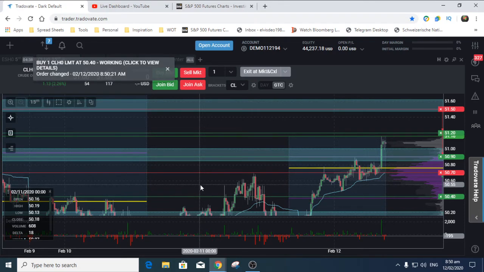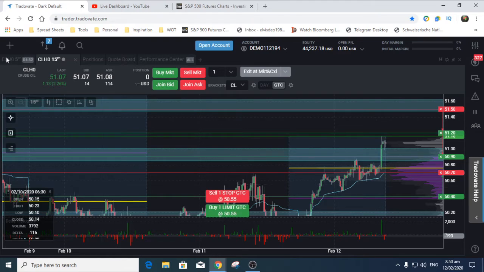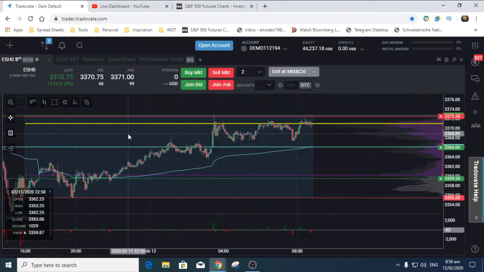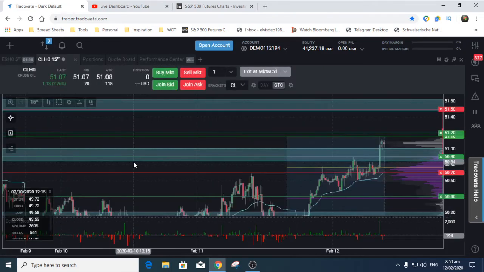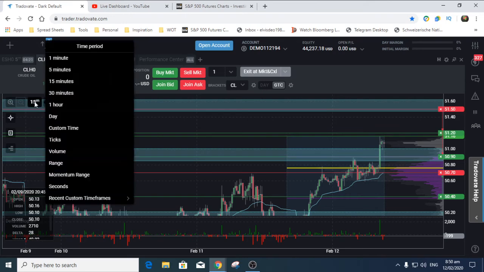Looking to buy 50.40, looking to sell 51.50s on oil. Remember, we're in rollover, so be very careful of what you do. And we're in the news there. So that's the 5-minute chart.